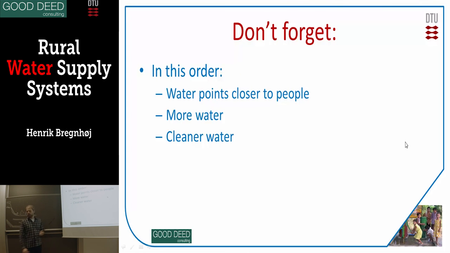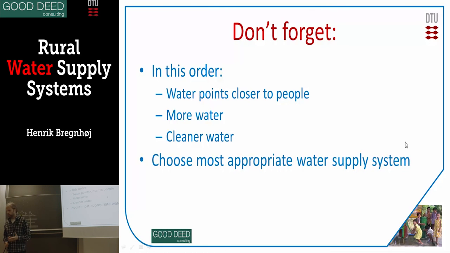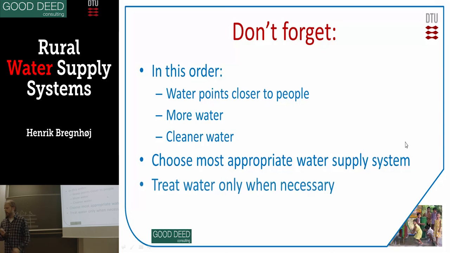And then in the end, you look at cleaner water. All of this you should look at, but in this priority. You should choose the most appropriate water supply system. Again, as I said before, look at the sources you have available. Try to find the best source, the cleanest, the easiest, and find the best water supply system. And then treat the water only when necessary, because it takes some effort to treat it, and it can be difficult to maintain.